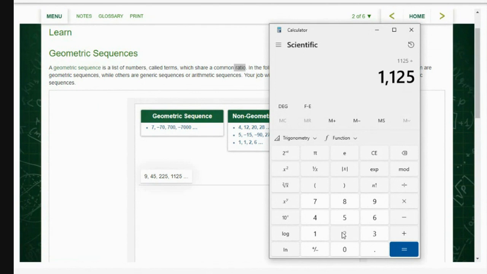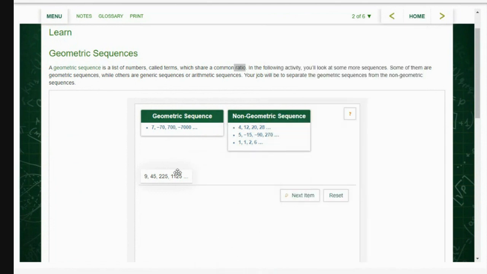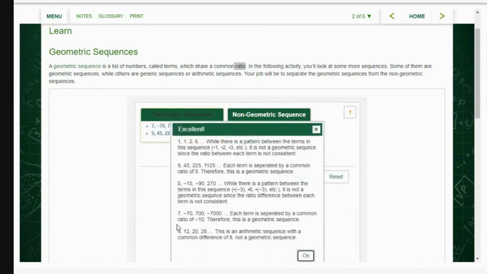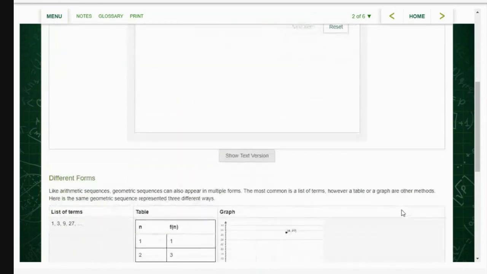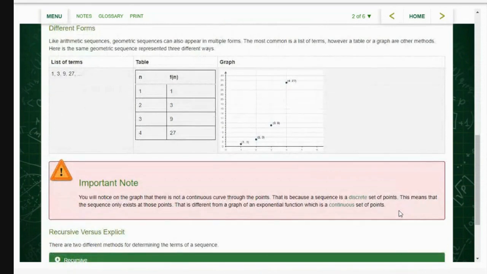1125 divided by 225. Okay, what's happening? That's a 5. Okay, let's do the next one. 225 divided by 45. Oh, that's 5. How about 45 divided by 9? Oh, yep, every one of them is a 5. So that's multiplying by 5 every time. That's a geometric sequence. So that's how you can tell. There may be a pattern, but it has to be the same ratio every time. Same ratio.